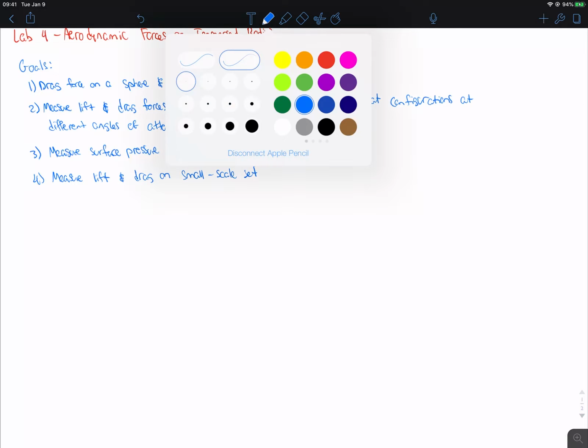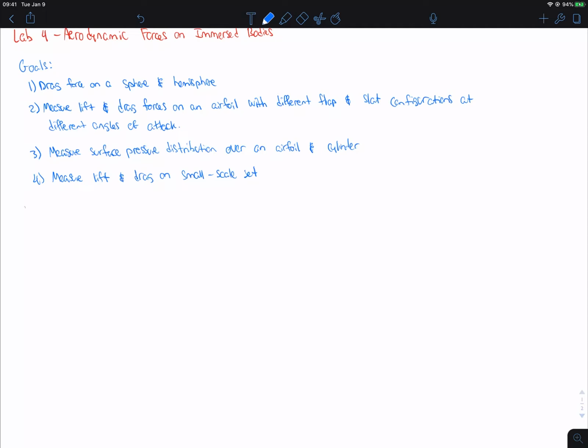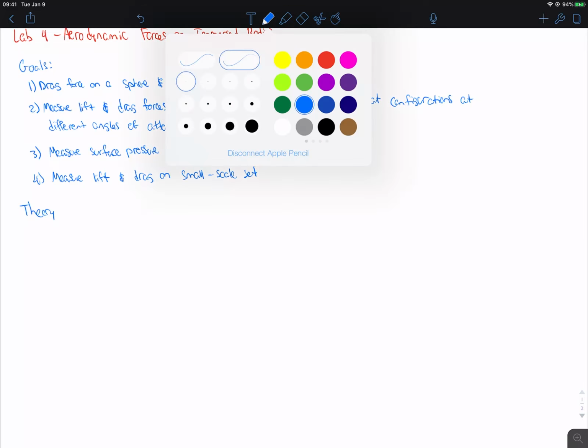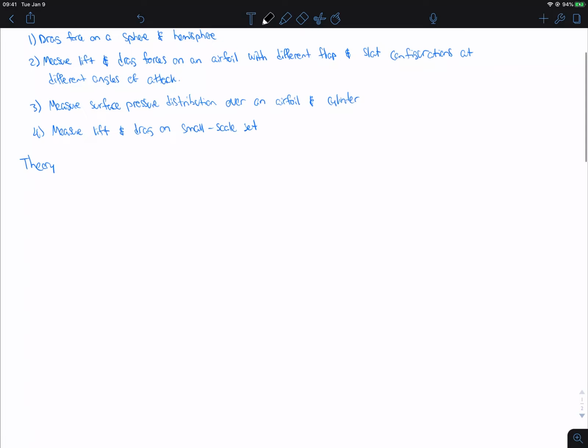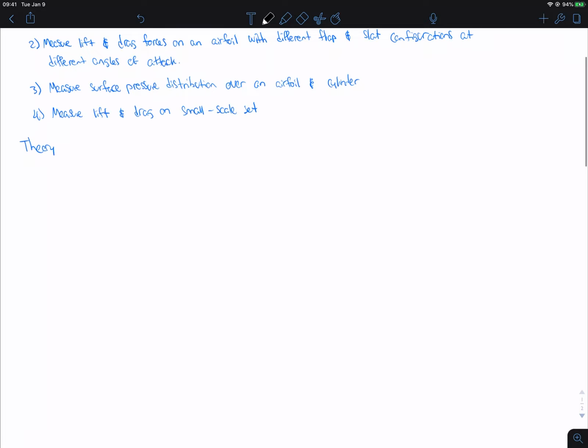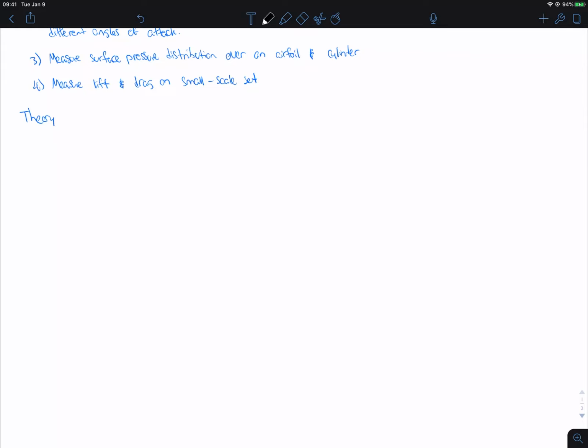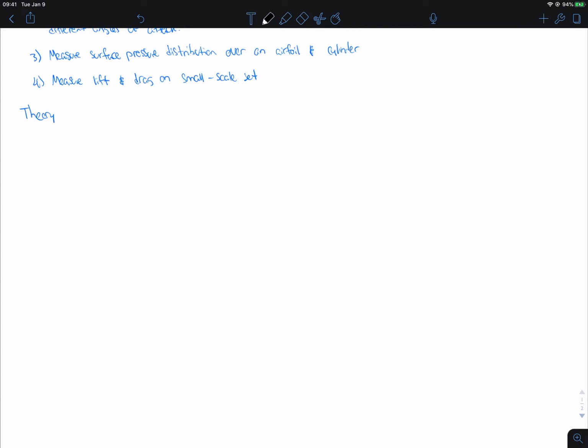Okay, so let's start to go over the theory. Okay, so the main part of this experiment is lift and drag. So you guys have probably touched on this in your fluids class, but we'll go into more depth for this lecture here. So first I'll write out lift and drag are aerodynamic forces that act on a body moving through a fluid medium.